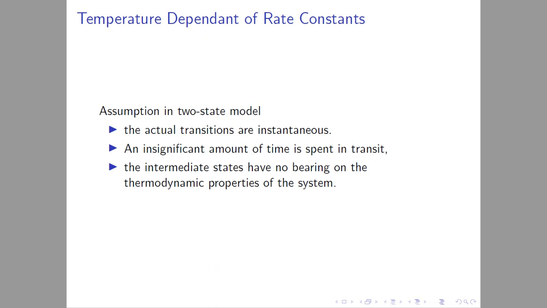We assume in this two state model, from A to B or B to A, that the actual transitions are instantaneous. If it changes from A to B, it happens directly, and an insignificant amount of time is spent in transit. There is not much time spent in the intermediate, and the intermediate state has no bearing on the thermodynamic properties of the system. The intermediate state, let's say A dagger or B dagger, will not affect the thermodynamic properties of the system.